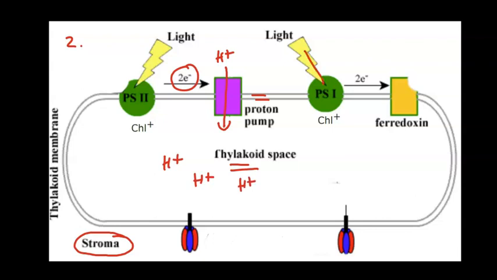Simultaneously, the light absorbed by photosystem 1 releases electrons which are then transported to a molecule called Ferredoxin, which is also embedded in the thylakoid membrane.